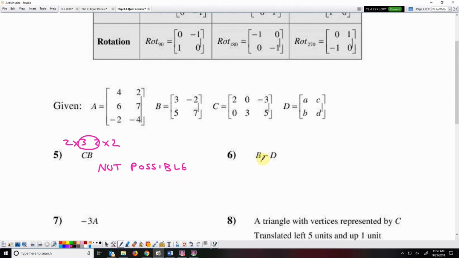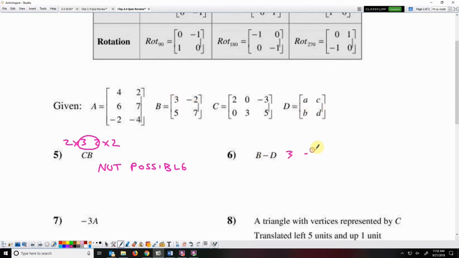So we'll move on to B minus D. B is 2 by 2. D is 2 by 2. In order to multiply, we have to have inner dimensions match. In order to add or subtract, we have to have all dimensions match. 2 by 2, 2 by 2. This is going to work.